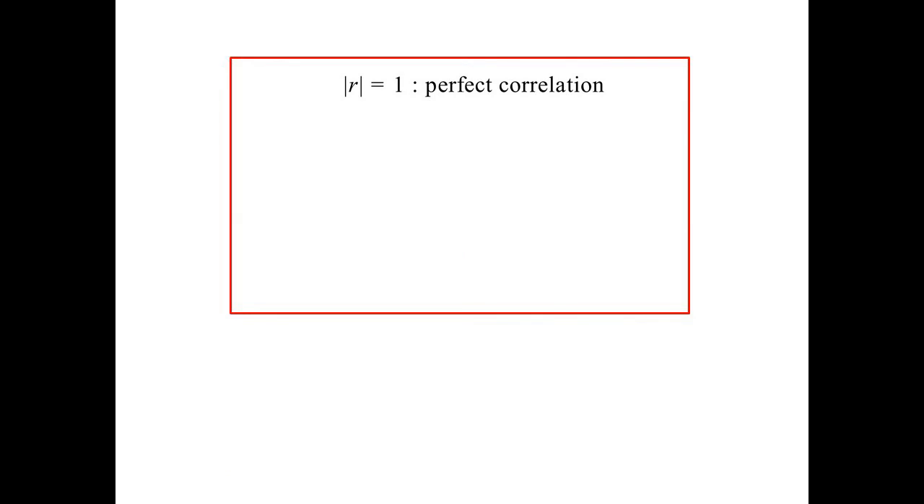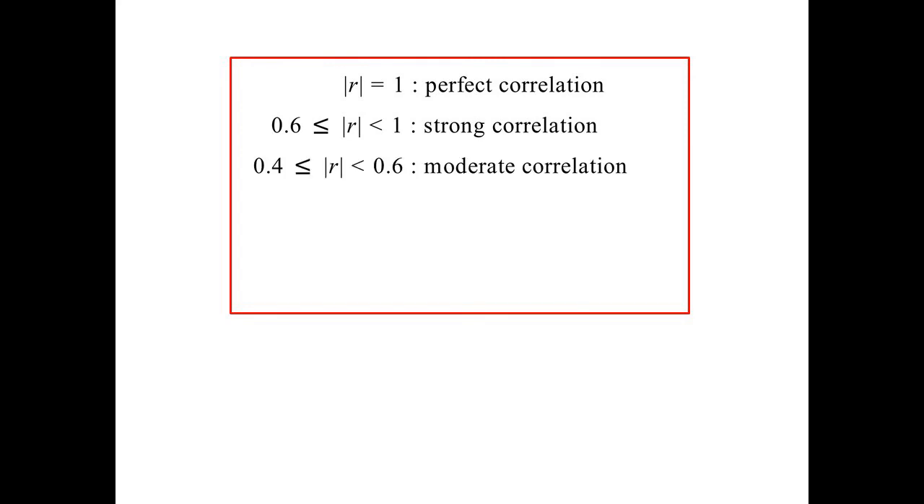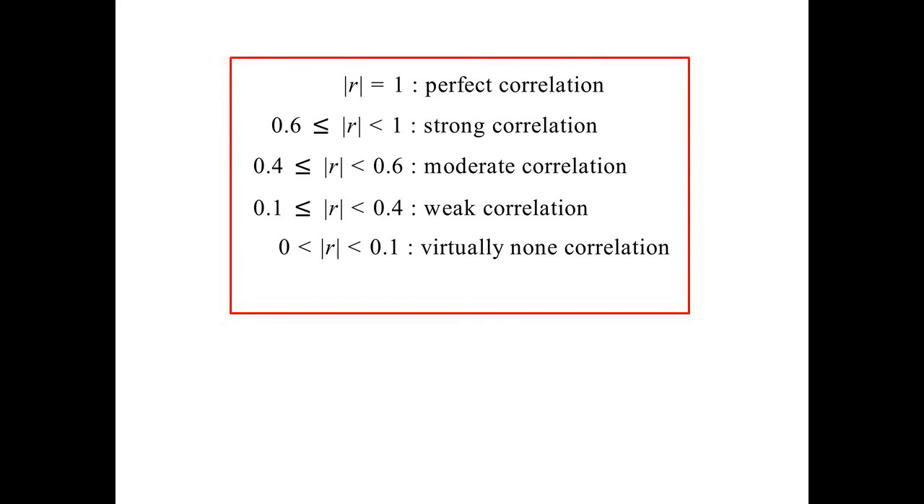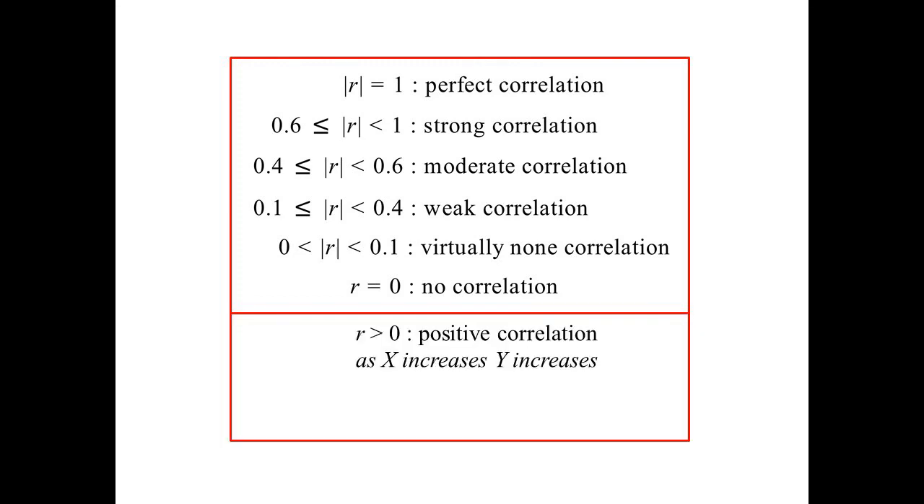If the correlation is 1, that's perfect correlation. In between 0.6 and 1, we say it's a strong correlation. In between 0.4 and 0.6, moderate correlation. 0.1 and 0.4, weak. In between 0 and 0.1, virtually no correlation. And of course, if it does turn out to be 0, then there's certainly no correlation whatsoever. Positive means they move in the same direction. As one goes up, the other goes up. Negative would mean they go in opposite directions.